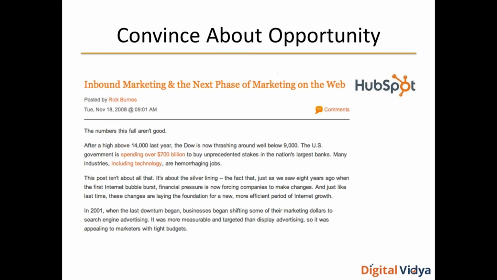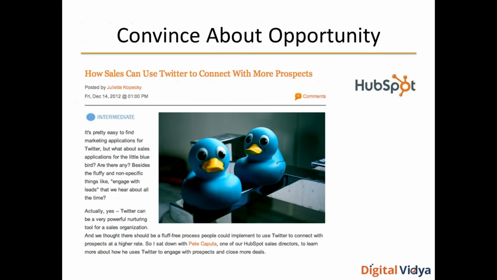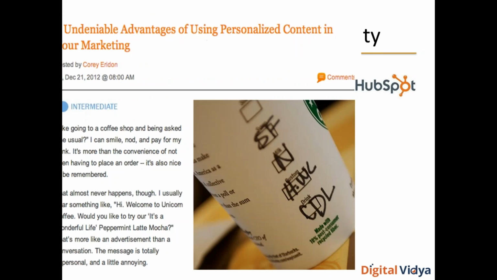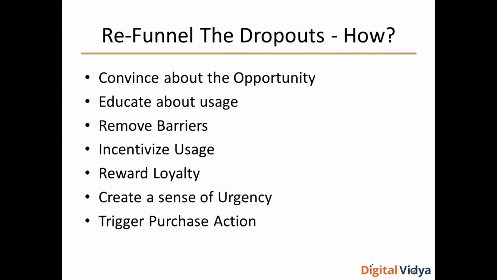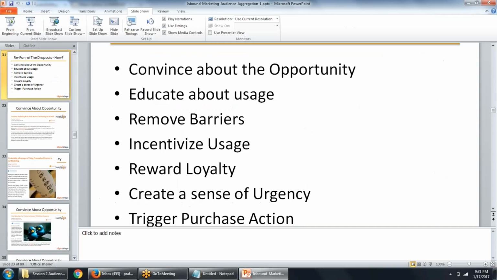That's it, guys. So Thursday we will learn different examples of this, right? Real life examples of companies which have used this, and then we'll understand how we can use this on different platforms like social, like Facebook or email or whatever, right? On Thursday we will do real life case studies of some companies on how they can proceed with audience segregation and refunnel the dropouts.